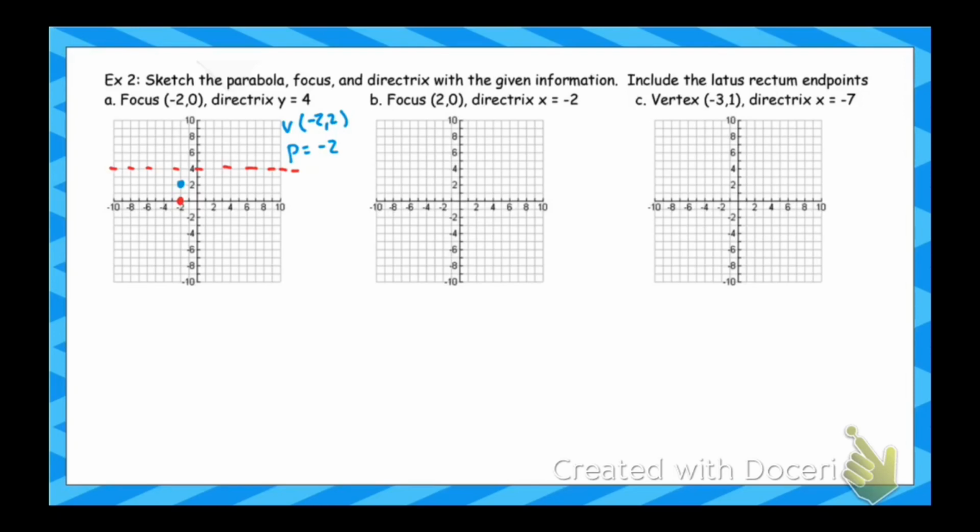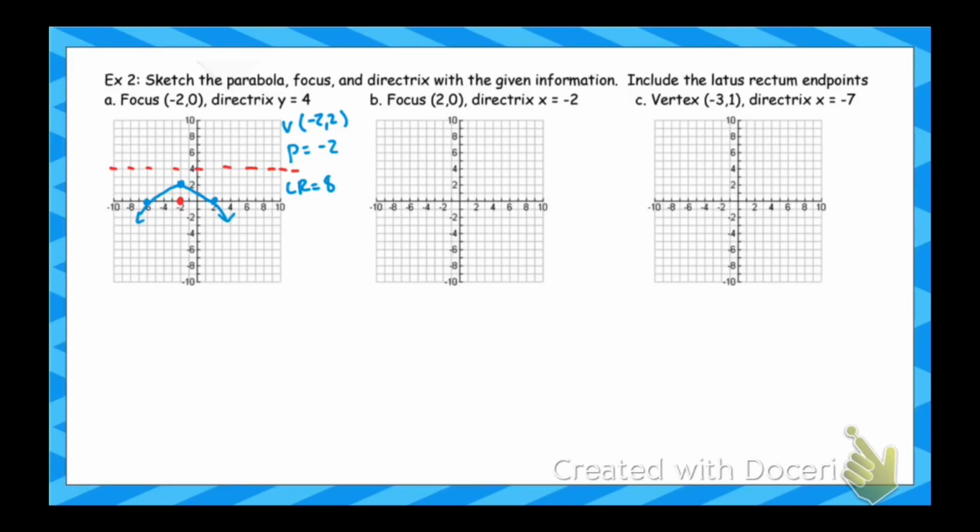So to get my other 2 points, the total distance of the latus rectum would be the absolute value of 4p, so the total distance would be 8. But that means from the vertex, I would move over 4 and 4 to get those other 2 points. So now I have 2 more points on my parabola and I'm able to draw my graph.